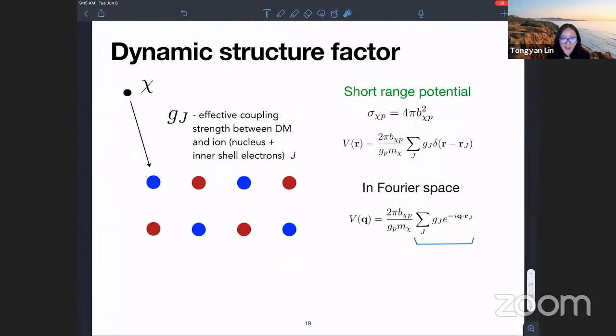So I want to say a little bit about the dynamic structure factor for phonon excitations. It's very similar to what we just talked about, but now we're considering the coupling of the dark matter with the ions in this lattice. So here's my example of a lattice again with different ions in a periodic lattice. And the dark matter will have some different effective coupling with each of them. And again, we want to sum over all of them weighted by e^{iq·r}.